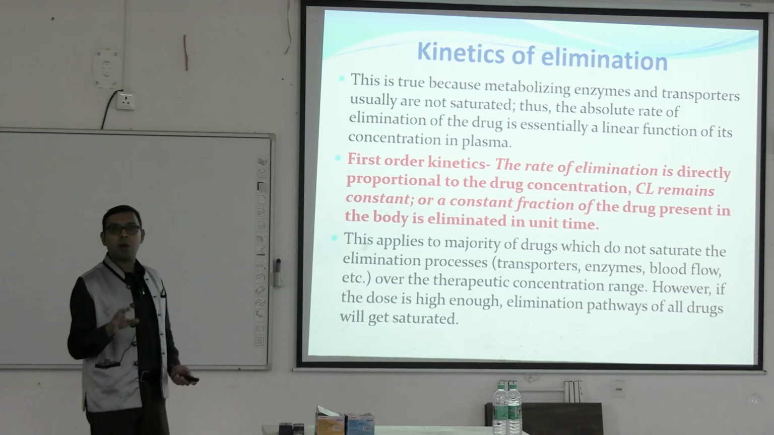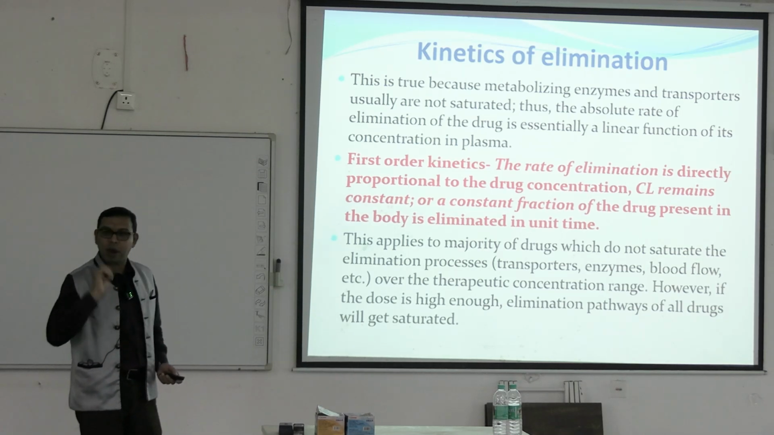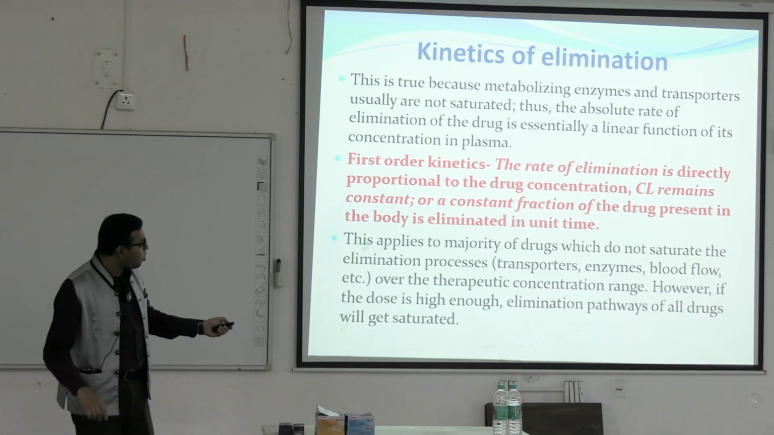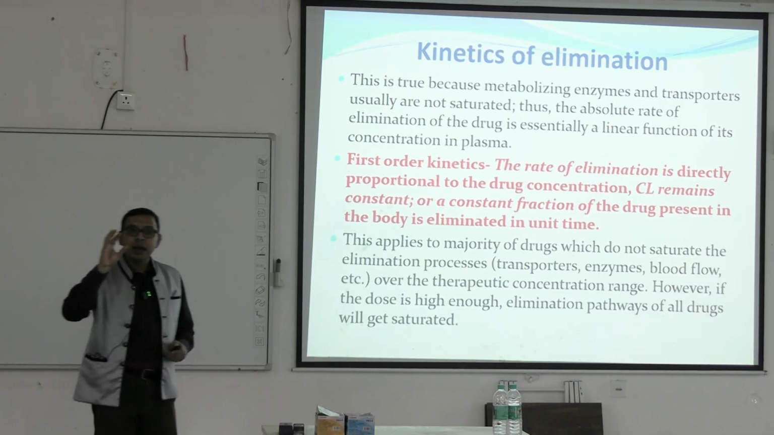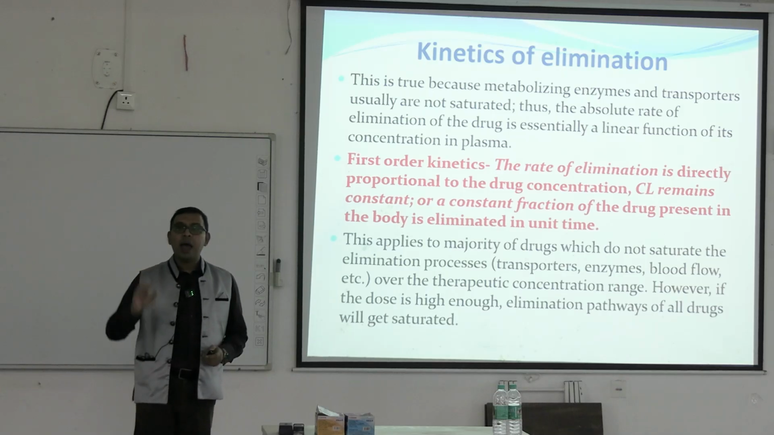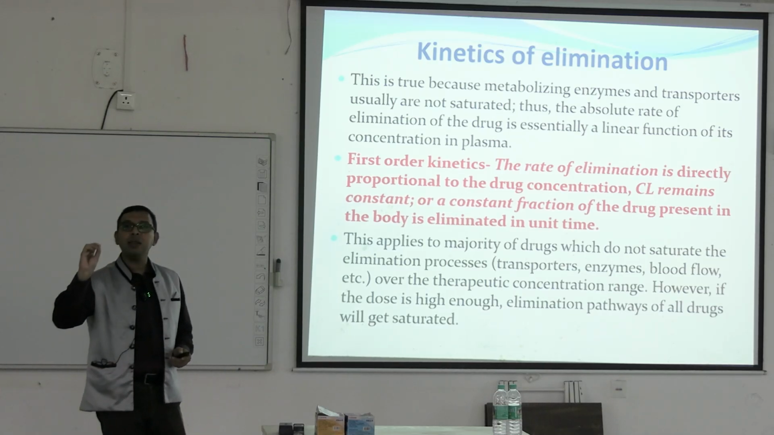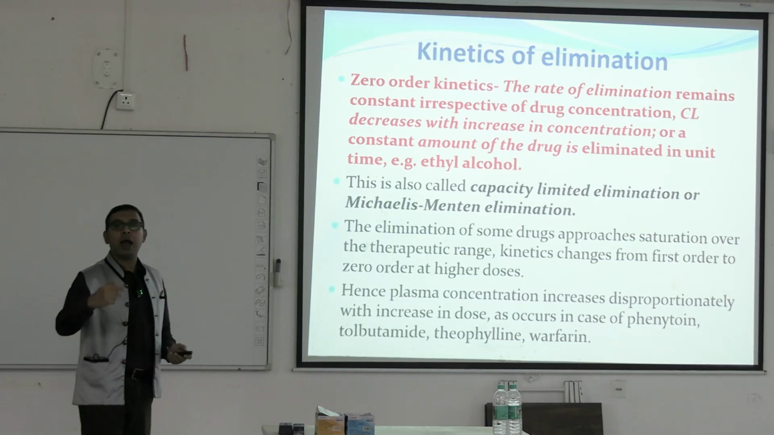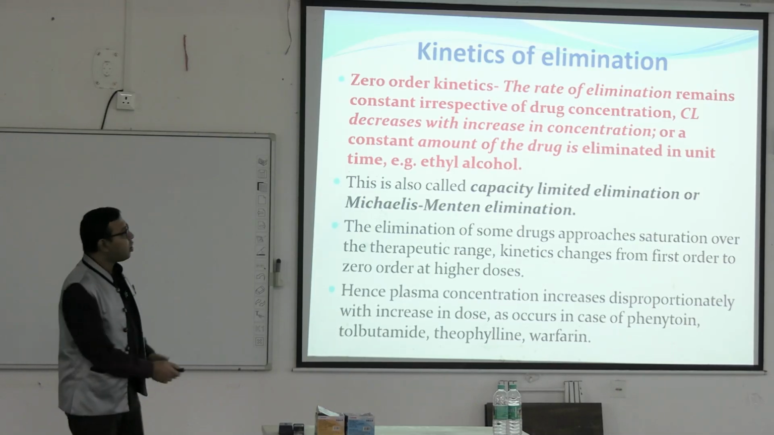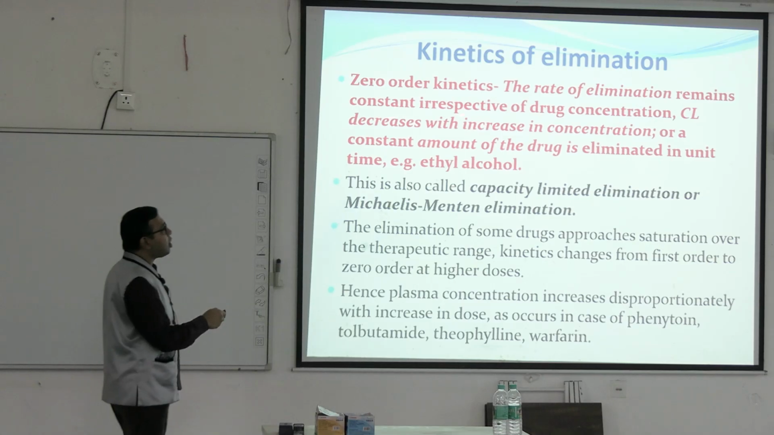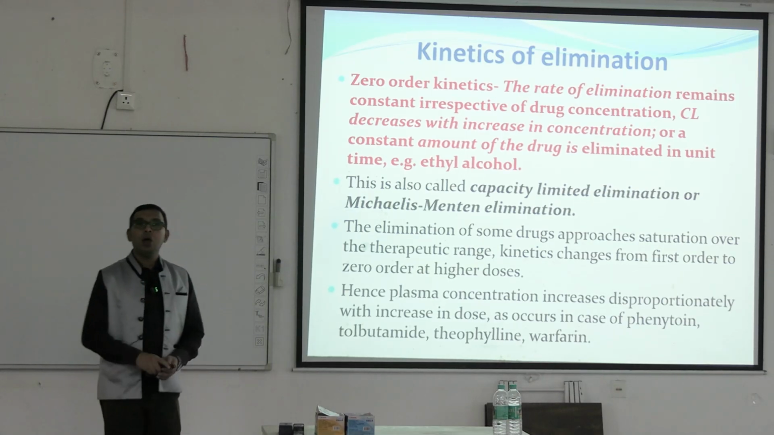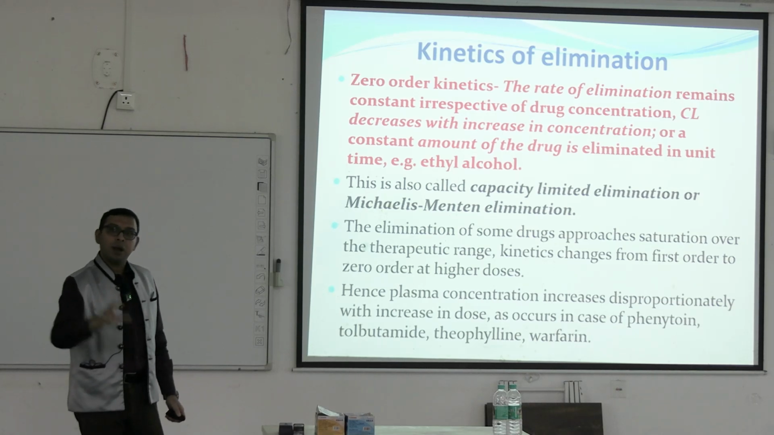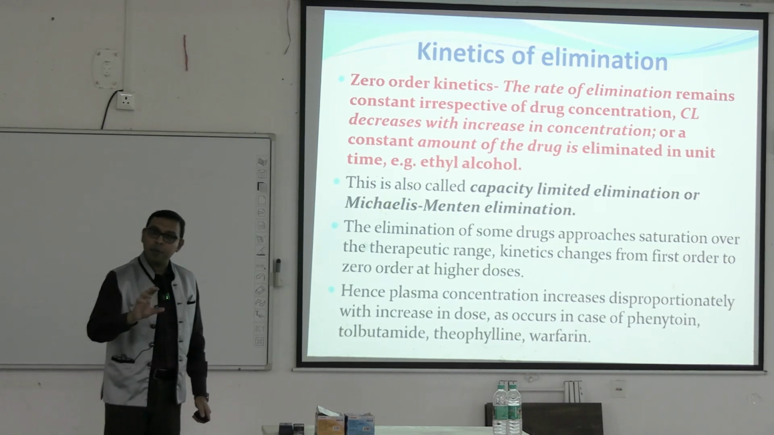First order pharmacokinetics is followed by most of the drugs. Here the rate of elimination is directly proportional to the drug concentration. The clearance of the drug is constant and a constant fraction of the drug is eliminated per unit time. This is in contrast to zero order kinetics. In zero order kinetics, the rate of elimination remains constant irrespective of the drug concentration. Drug concentration may be very high, but the rate of elimination is the same. Drug concentration may be low, but the rate of elimination is the same.